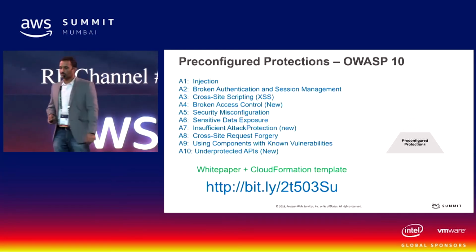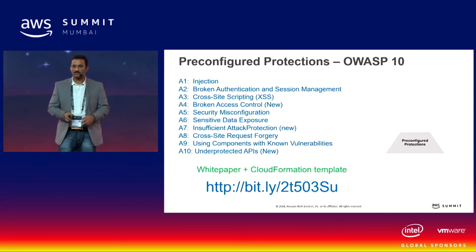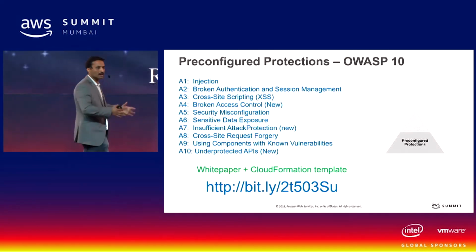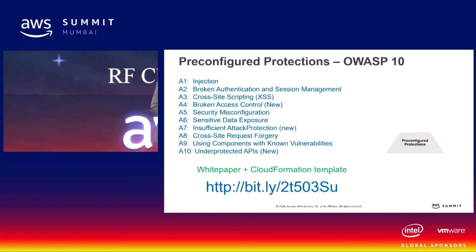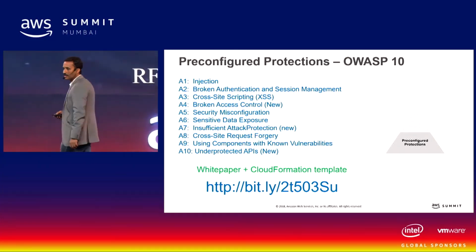And it also comes with pre-configured rules for OWASP top 10. So it's not that you know the OWASP top 10 and you buy a new web application firewall, now you have to figure out how to put the rules in there, right? So that's also pre-configured. You can just deploy it using a CloudFormation template.